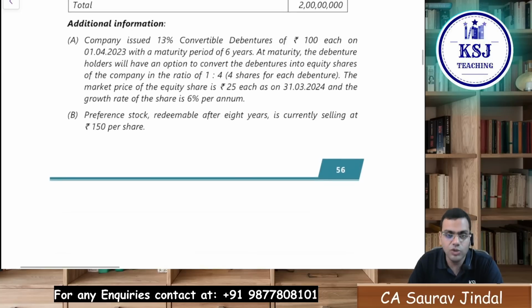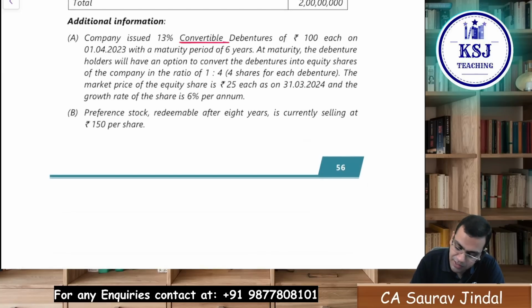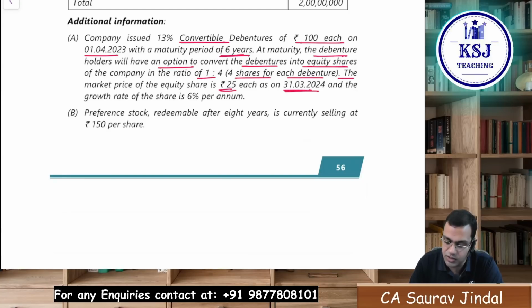The company issued 13% convertible debentures of rupees 100 each on 1st of April 2023 with a maturity period of 6 years. At maturity, the debenture holders will have the option to convert the debentures into equity shares of the company in the ratio 1:4. That is 4 shares for every 1 debenture. The market price of the equity share is 25 each as on 31st of March 2024, and the growth rate is 6% per annum.